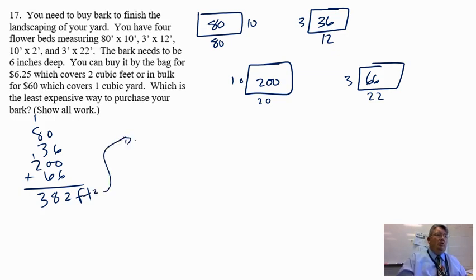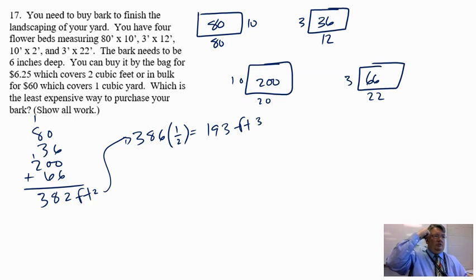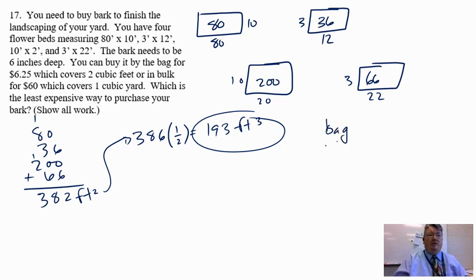And at 6 inches deep, remember, I don't multiply it times 6. I'm going to multiply it times 1/2. So 386 times 1/2 gives me 193 cubic feet. That's the volume I need. It says I can buy it by the bag, which is 2 cubic feet. So I'm going to need 193 divided by 2, which is 96.5 bags, which means you need 97 bags because you can't buy half a bag.